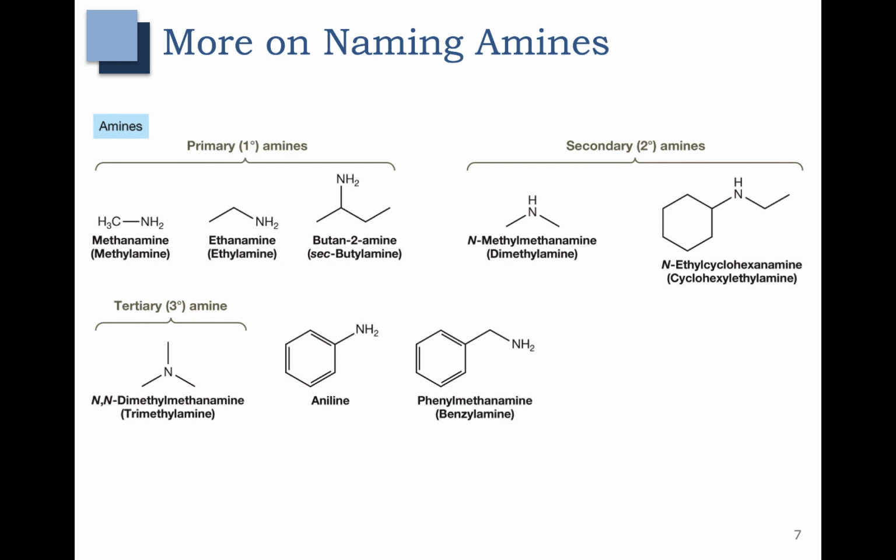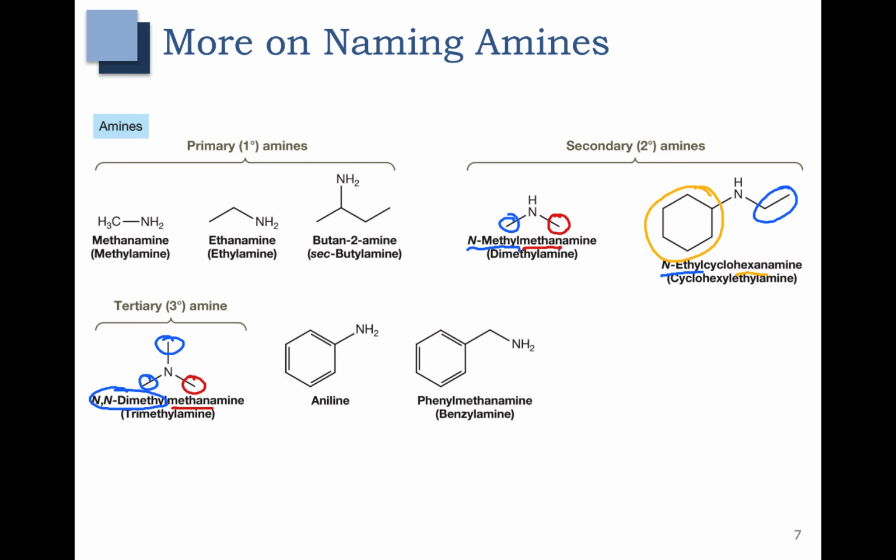In the case of N-methylmethanamine, 1 carbon becomes the parent chain, so that's the methane, and the other methane is attached to the nitrogen, so that's the N-methyl part. Another good example here is N-ethylcyclohexanamine, which has the hexane as the parent chain and the ethyl group attached to the nitrogen. Over here with trimethylamine, 1 carbon becomes the parent chain and the other two methyl groups become the N,N-dimethyl.